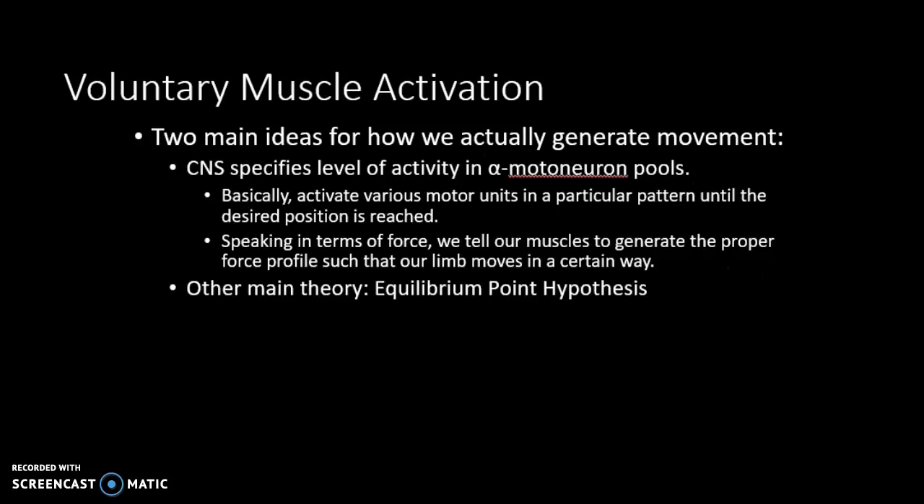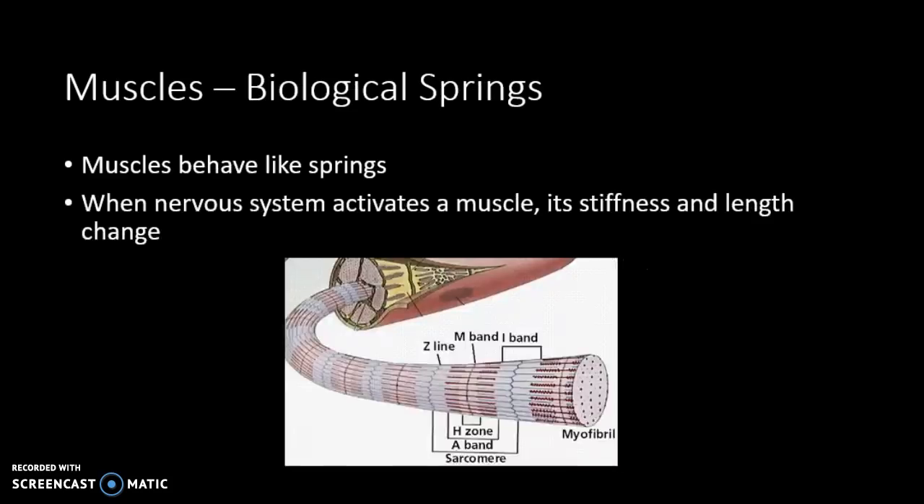So moving on now to voluntary muscle activation. There are two main ideas of how we actually generate movement. One is based on the CNS specifying the level of activity in alpha motor neuron pools. And then the other main theory we'll talk about is the equilibrium point hypothesis. So we know muscles act like biological springs. They stiffen and change length.